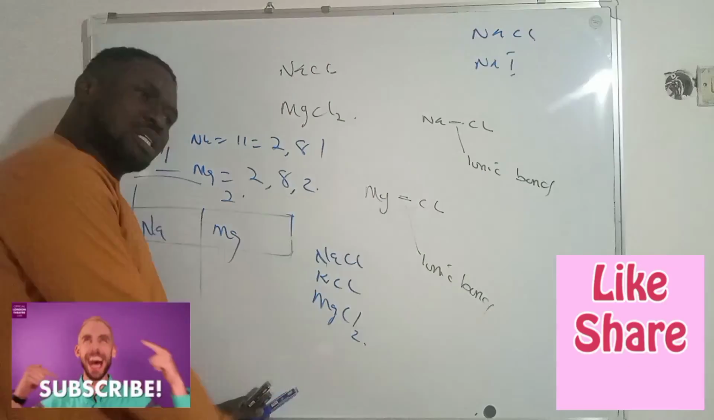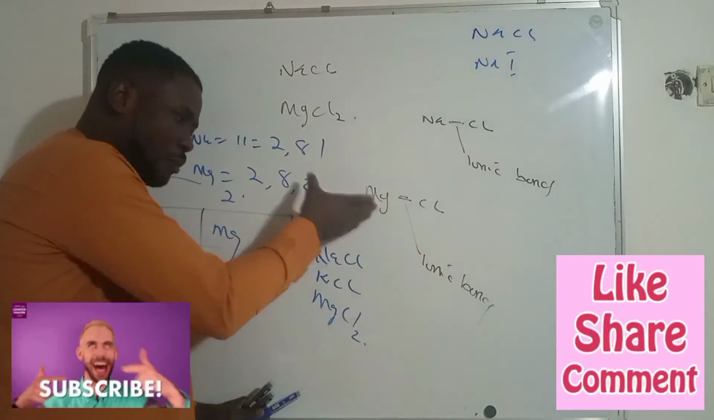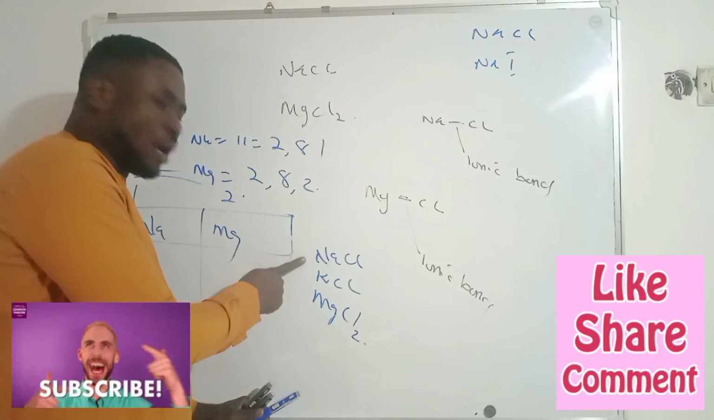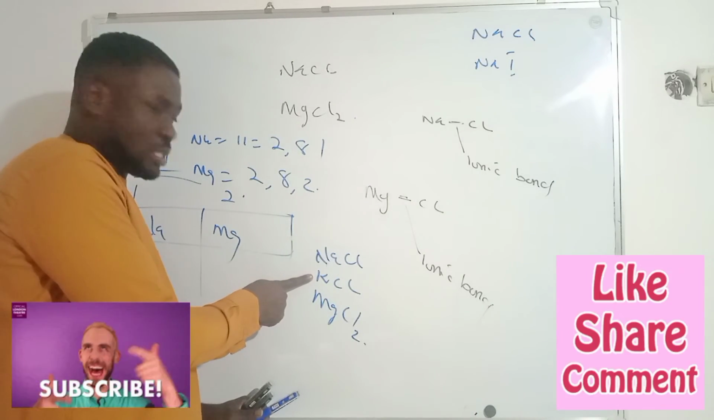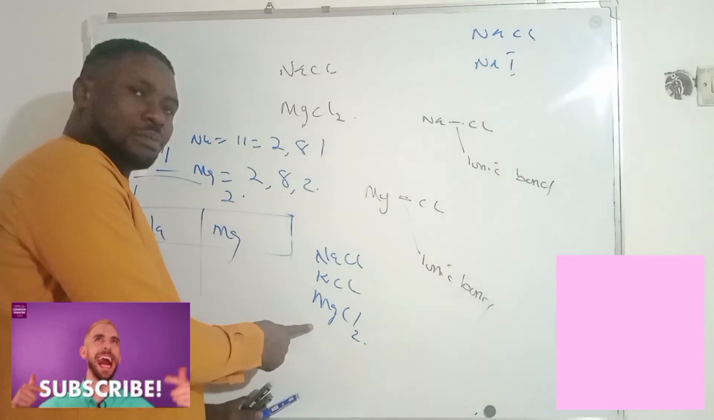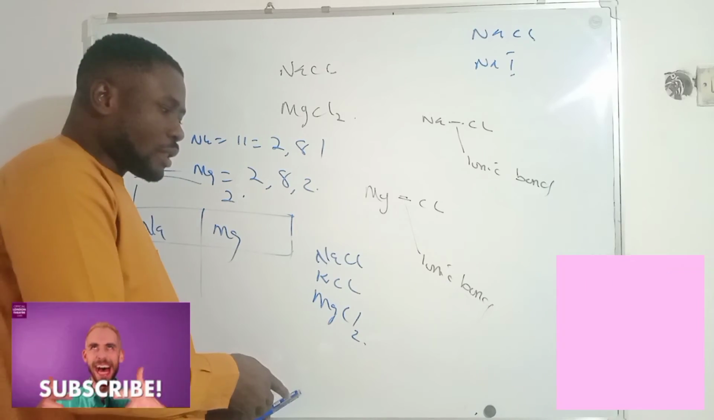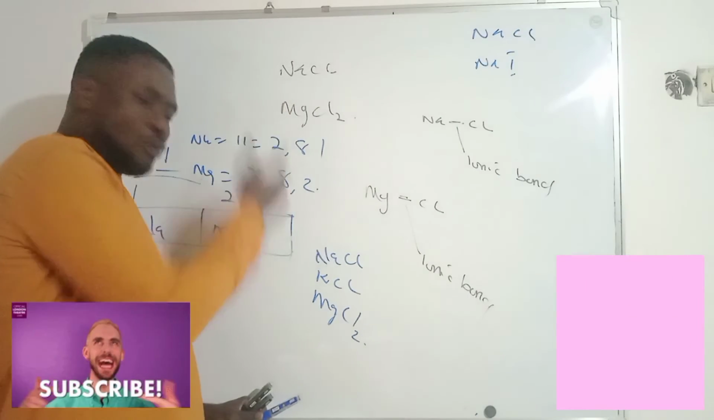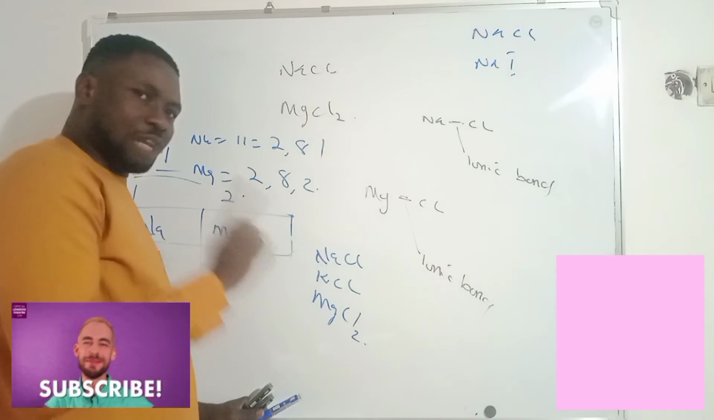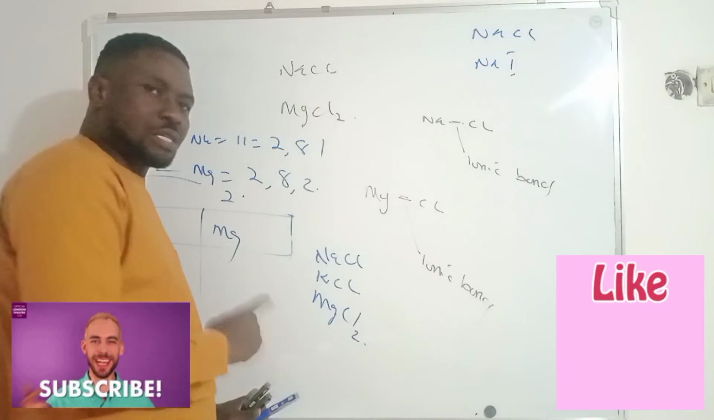So what you need to do in this case, you simply ask yourself, among all of them, which one is more electropositive? Potassium will be more electropositive, next will be sodium, and next will be magnesium. The reason is that sodium and potassium are in group 1, but sodium is up while potassium is down. As you go down the group, electropositivity increases, while as you move from left to right, electropositivity decreases.